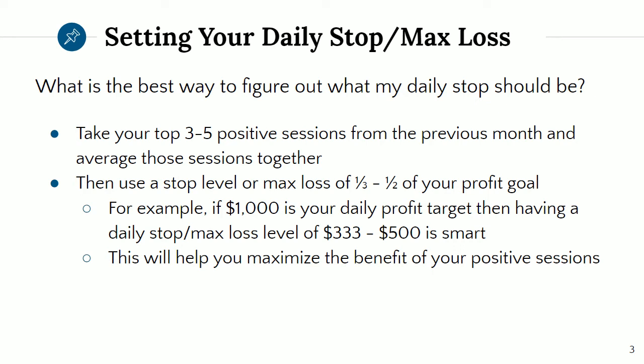For example, just to illustrate, say your daily profit goal is $1,000. Then your daily stop or max loss should be something like $333 to $500, so 1/3 to 1/2 of that $1,000. This really helps maximize your positive sessions. Hypothetically, if $1,000 is your daily profit target, then it would take 2 to 3 sessions of max losses to erase one positive session. If your stop loss is $500, then it's 2 sessions. If it's $333, so 1/3, then it'd be 3 sessions.